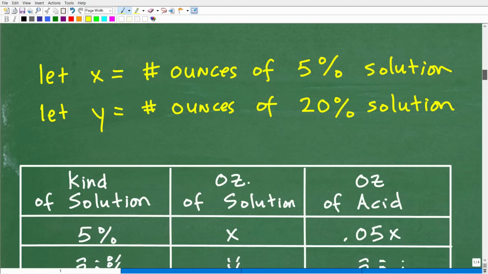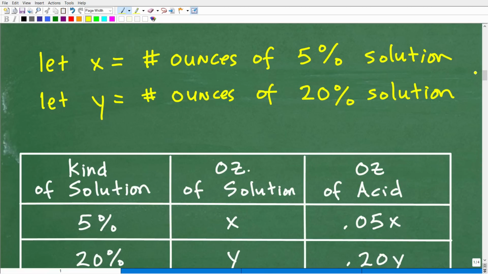So let's go ahead and define that right here. We'll let x equal the number of ounces for the 5% solution and let y equal the number of ounces for the 20% solution, because, although the answer here is the same, we have 5 ounces of each, you could have ended up with different amounts. So we want to use different variables.